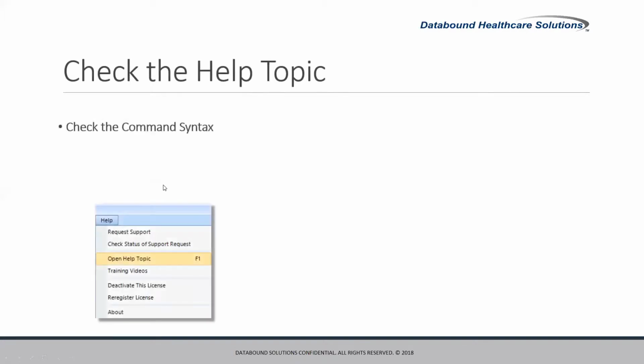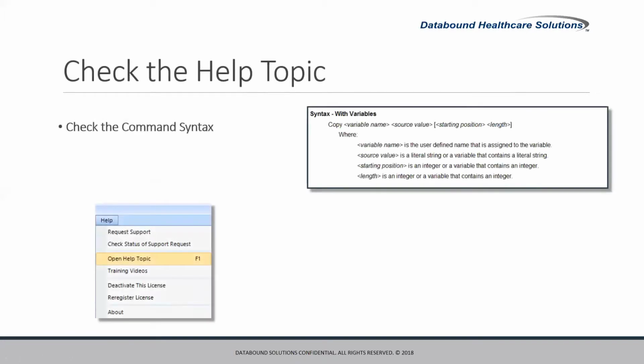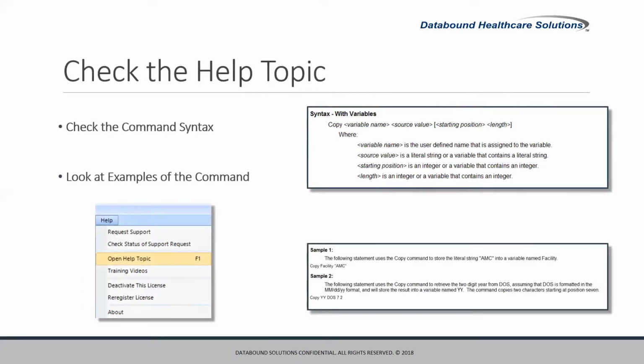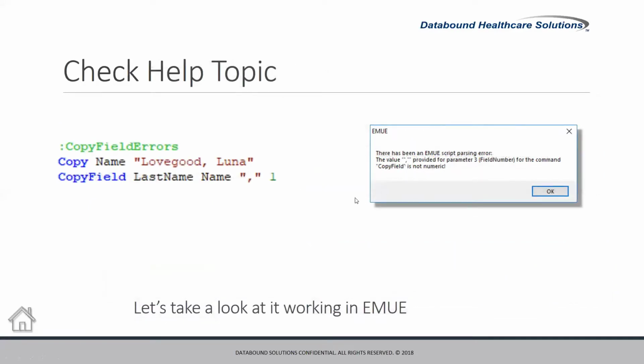So what's great about the help topic is that you can check the command syntax, and you can even look at examples of the command in EMUE, which is really helpful if you're trying to figure out where those parameters fall. The example I have here is a command where I've mixed up the parameters, and we're going to receive an error message, and from here we're going to check the help topic.